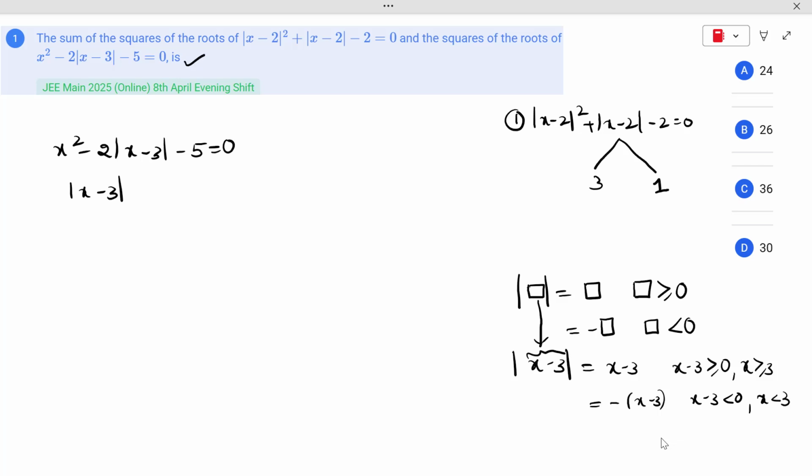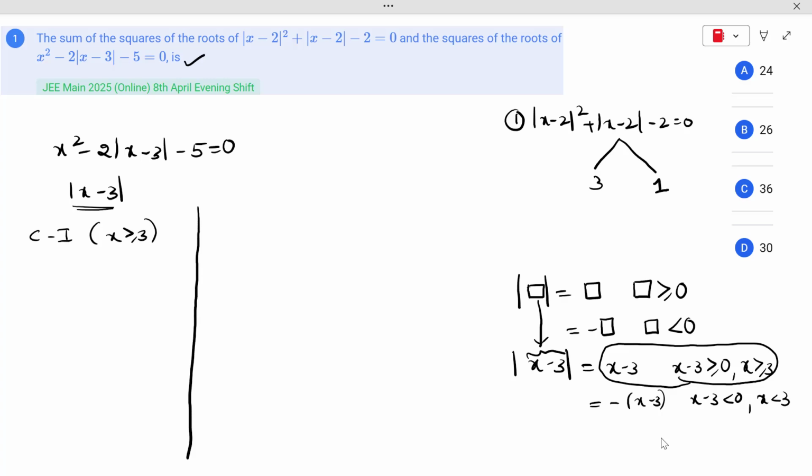So to understand |x - 3|, I have two cases. Case 1 is when x is greater than or equal to 3. Case 2 is when x is less than 3. Now when x ≥ 3, whatever is in |x - 3| should be replaced by +(x - 3). So |x - 3| will become x - 3.